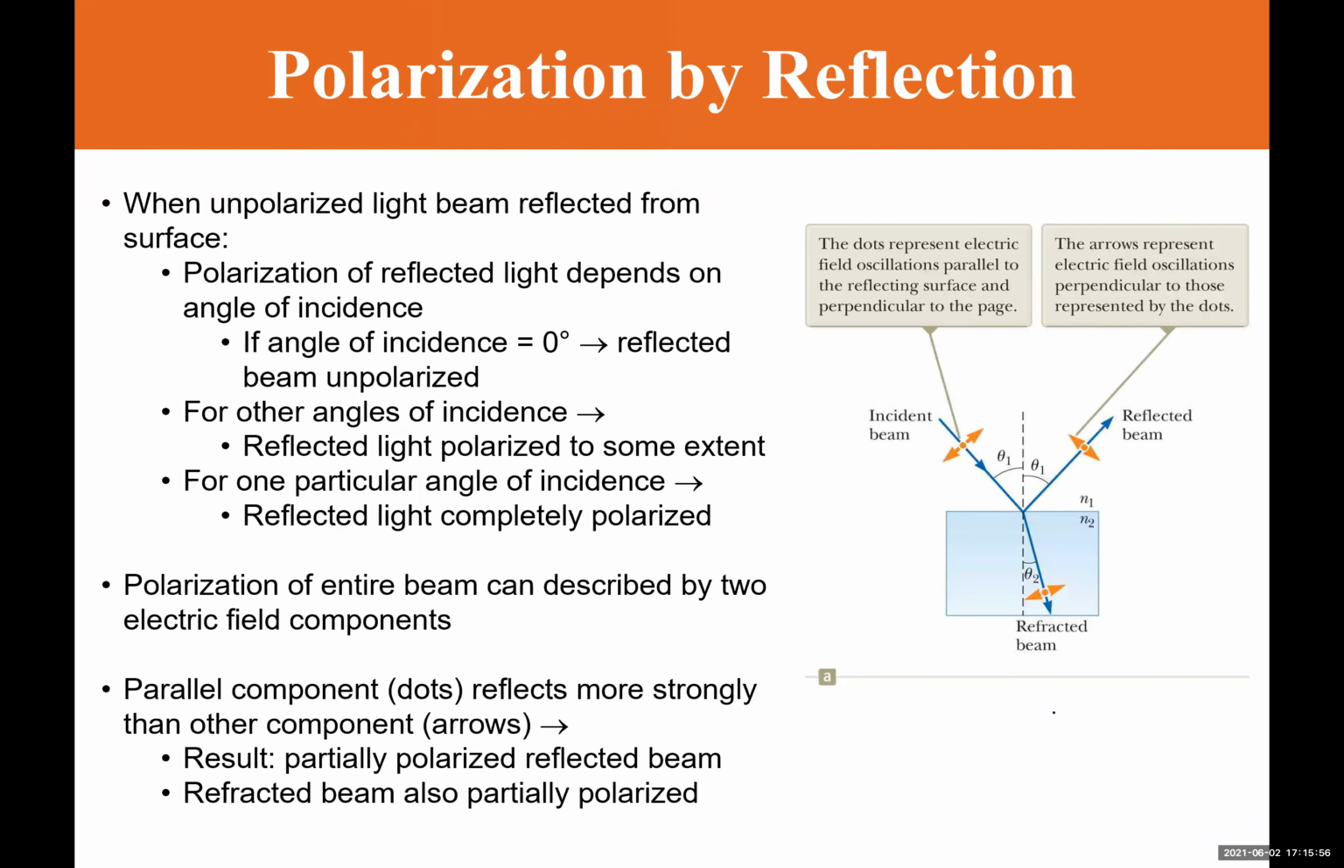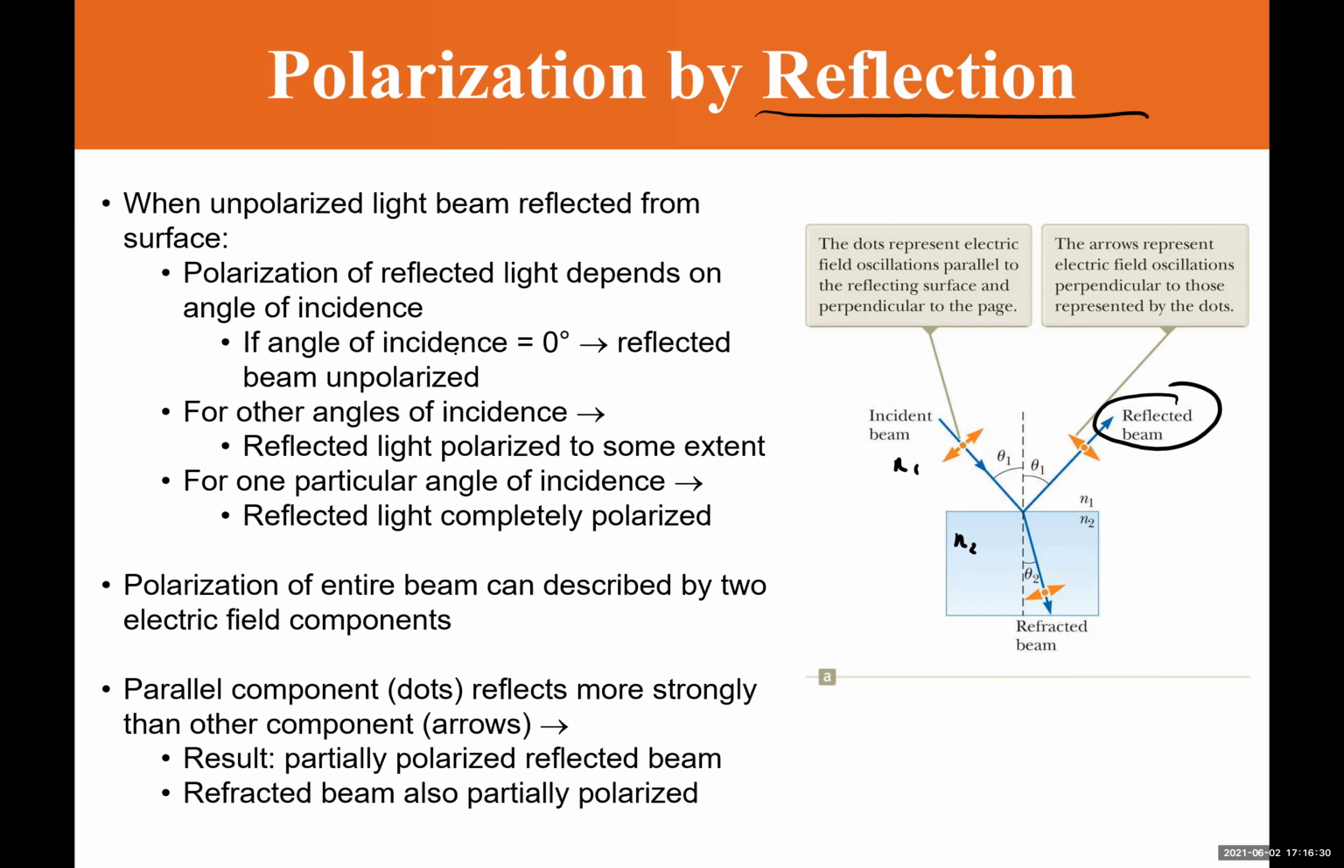Another way we can polarize light is by reflection. This is generally when natural or unpolarized light goes from a medium with one index of refraction to another which has N2, a different index of refraction. Remember, some of the light will reflect, some will refract. Now, we're going to talk about the polarization of reflected light, because this is polarization by reflection.